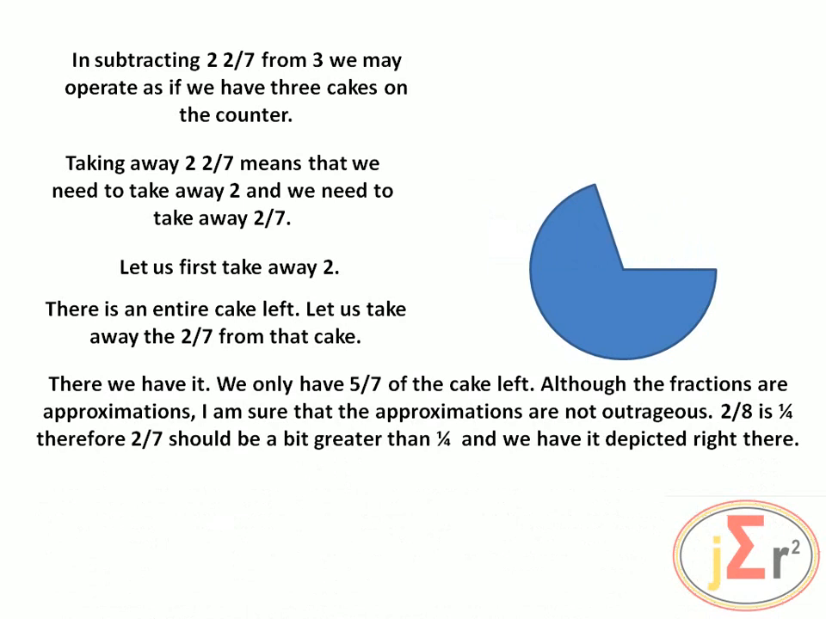Although the fractions are approximations, it's approximately 2/7. I am sure that the approximations are not outrageous, because 2/8 is a quarter. Therefore 2/7 should be a bit greater than a quarter, and we have it depicted right there. So taking away 2 and 2/7 from 3, we will only have what left? Only 5/7 left. Let us continue on the next slide.